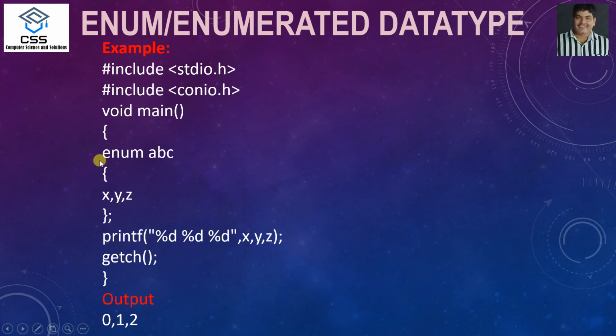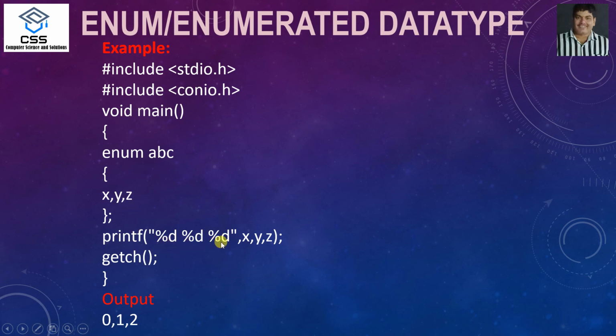If you declare the enum, then how can you write the program? The enum name is ABC, and x, y, z are its elements. You can directly access x, y, z. The default value is 0 for x, then y is 1, and z is 2 respectively.